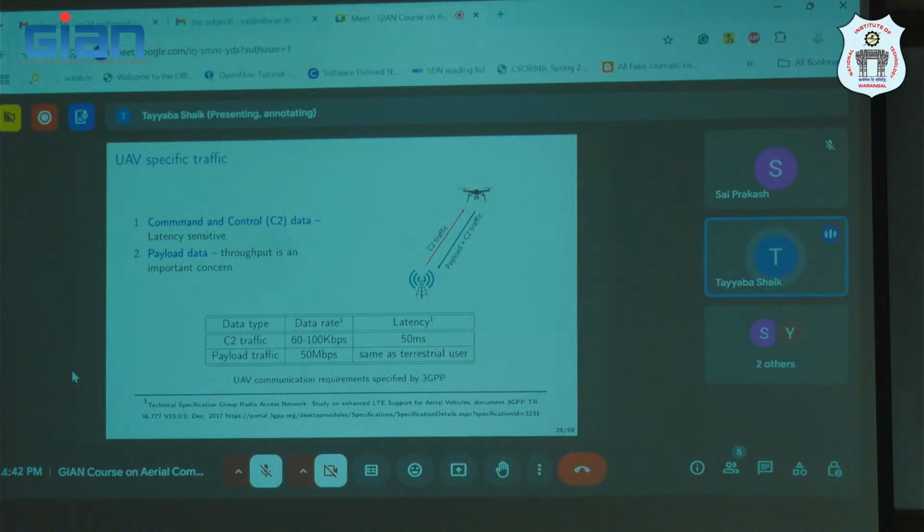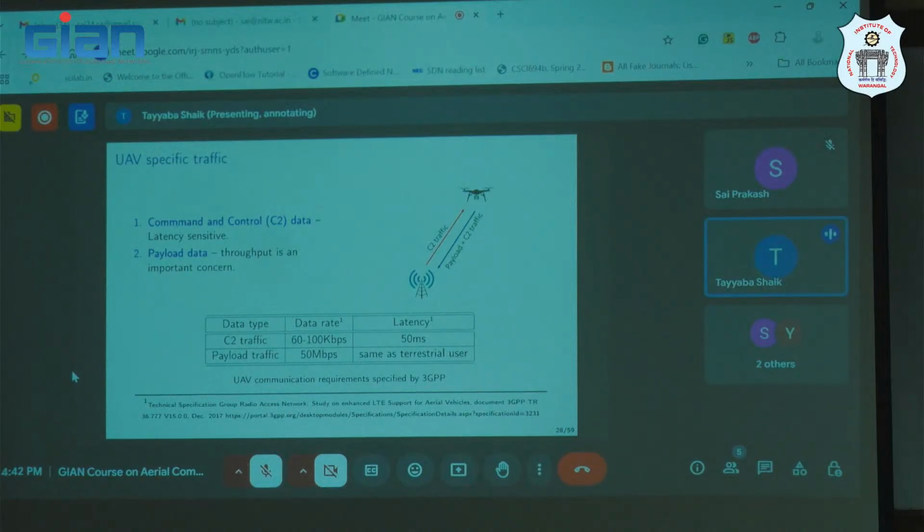So these are some specifications given by 3GPP. The C2 traffic has a latency constraint of 50 milliseconds, as in within 50 milliseconds, one should be able to communicate the data to the UAV. And payload traffic has a data rate of 50 Mbps, so it should be able to transmit as big a file as possible. But the data rate of the C2 traffic is very limited. The reason being, the packets transmitted on ground-to-air are usually small. They are very small packets which do not need very high data rates.